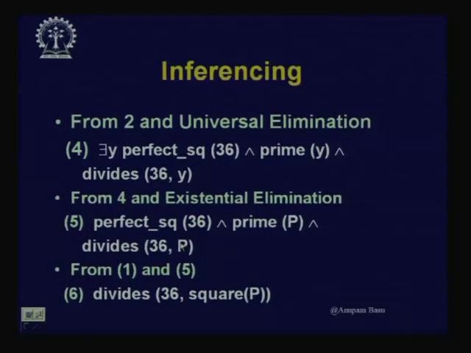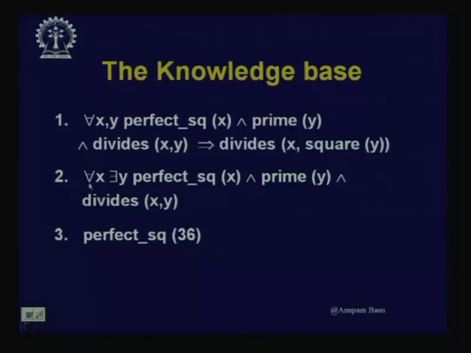Now comes the reasoning, the inferencing, from 2 and universal elimination. What was 2? For all x, perfect square x and prime y and divides x y. Now, when I eliminate this, I am dealing with a particular perfect square, that is 36, that is of interest to me. Therefore, I can put 36 in place of x and remove the for all x part. I put 36 here as well as here. That was our inference method of elimination of the universal quantifier.